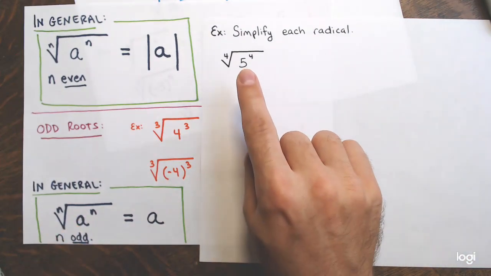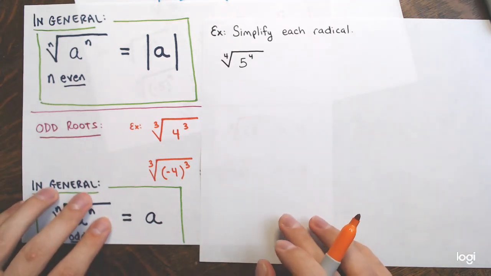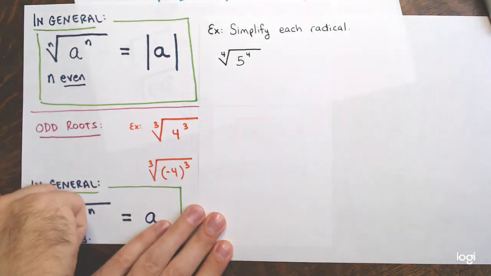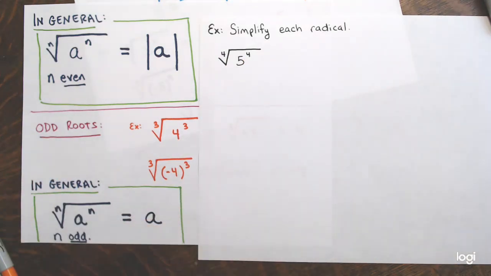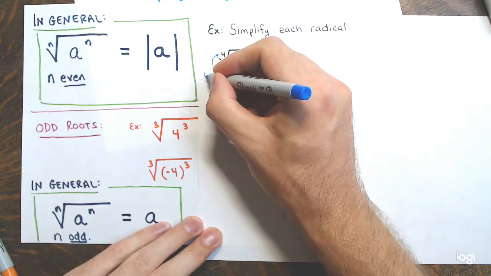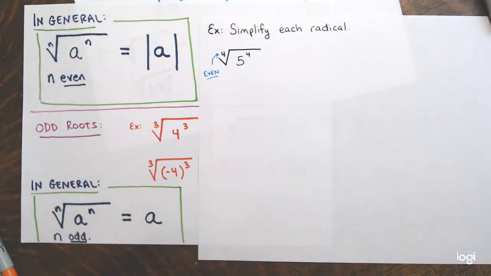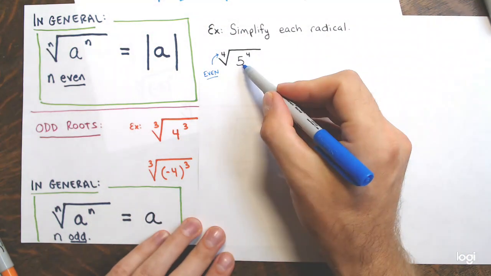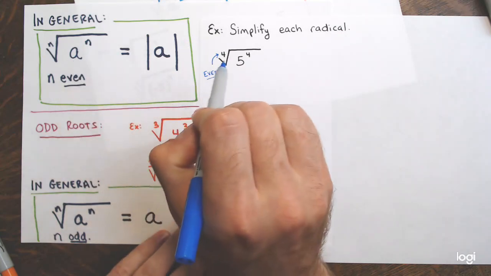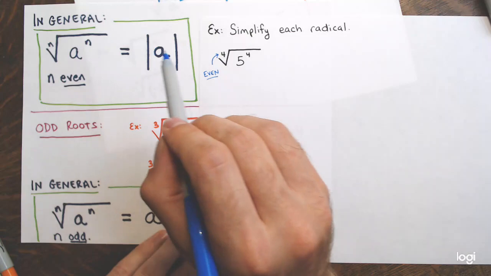I did this one already. I must have accidentally forgotten I had it later. I apologize. But we've already seen this. Again, I'm going to point out what to pay attention to. This is an even index. That is the fourth root of 5 to the fourth. It looks exactly like this, where the a is 5 and the n is 4.